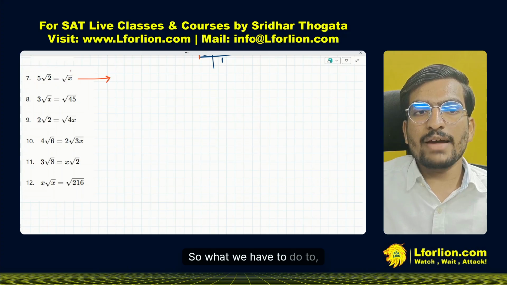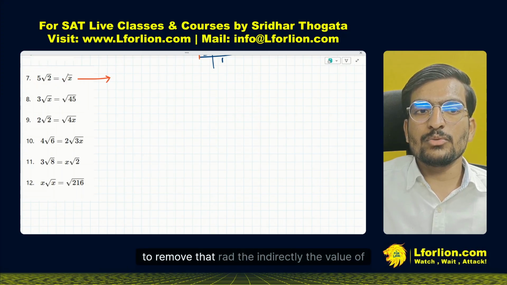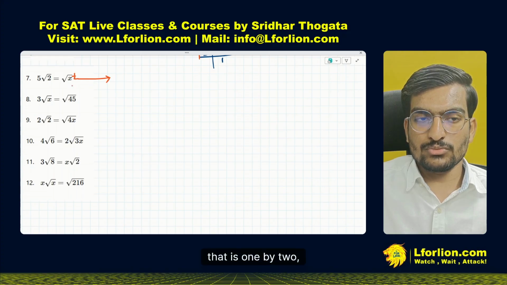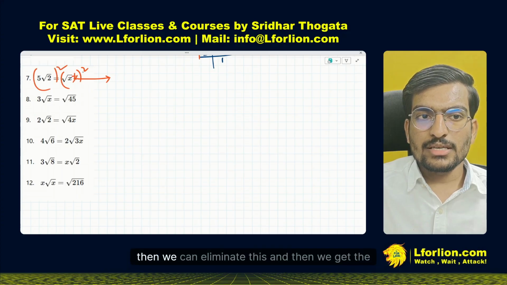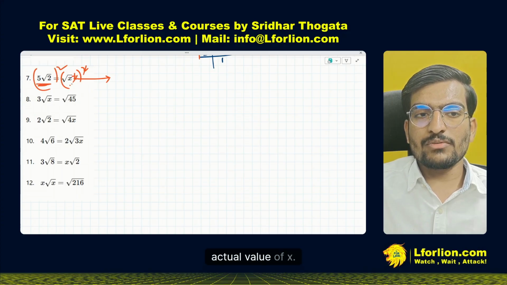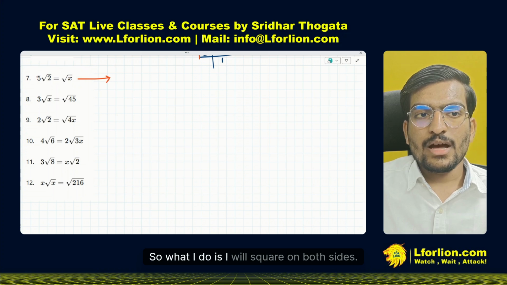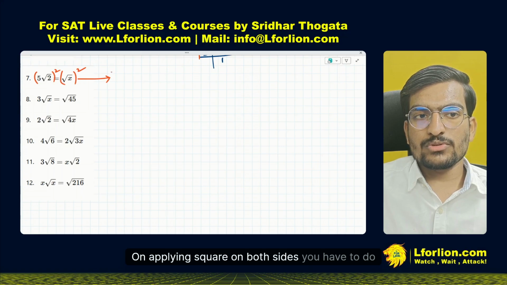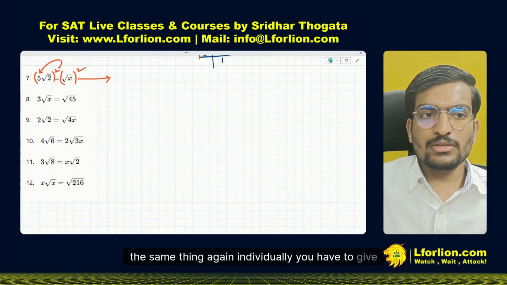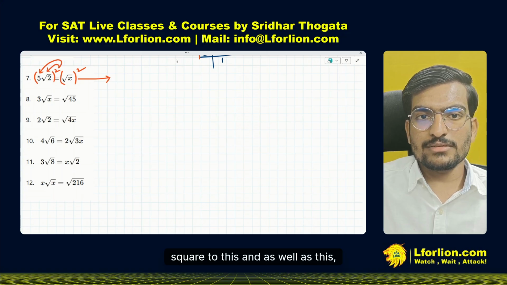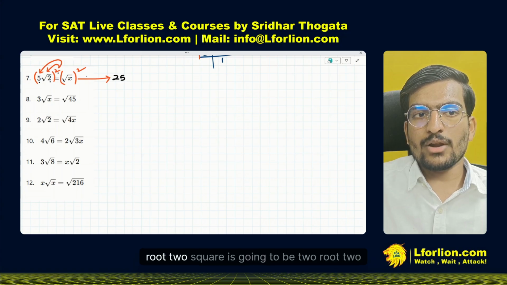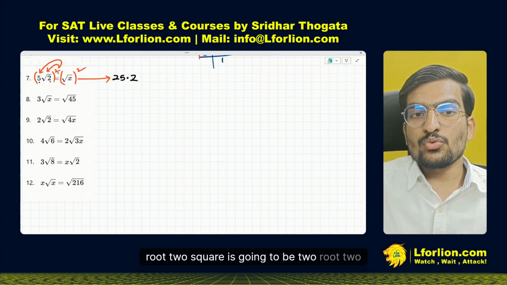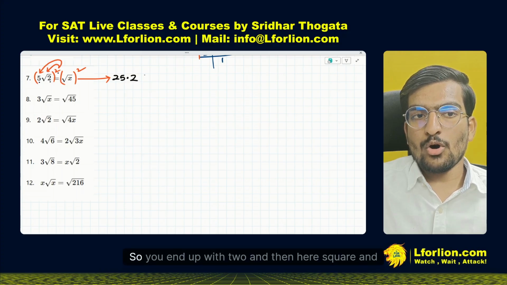So what we have to do to remove this radical, indirectly the value of that is 1 by 2 in the exponent for that x. If we do the squaring on both sides, then we can eliminate this, and then we get the actual value of x. So I will square on both sides. On applying square on both sides, you have to do the same thing again. Individually you have to give square to this as well as this. When you give it to the 5, it's going to turn to 25, and root 2 square is going to be 2. Root 2 square, square and root off, so you end up with 2.